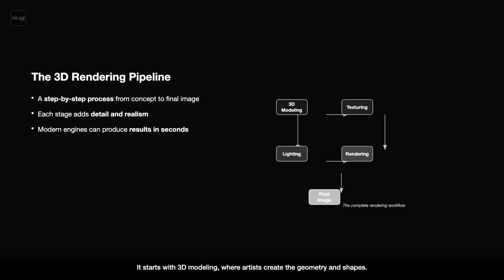The 3D rendering process follows a pipeline. It starts with 3D modeling, where artists create the geometry and shapes. Next comes texturing, where materials and colors are applied to surfaces. Then lighting is set up to simulate real-world illumination. Finally, the rendering engine calculates all of this to produce the final image.